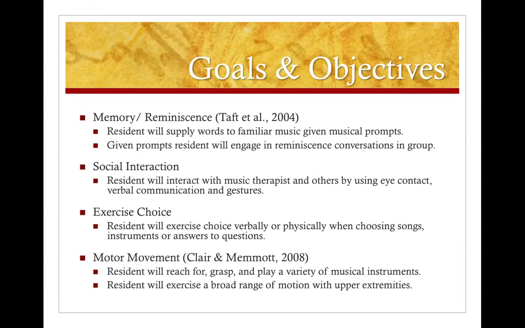Goals and objectives that we set are similar throughout the group, and these goals and objectives work very well for A. We're working on memory and reminiscence, social interaction, exercising choice, and motor movement. We want to give an opportunity for A to have conversations and have social interaction with his peers and also with people who don't live in the nursing home.